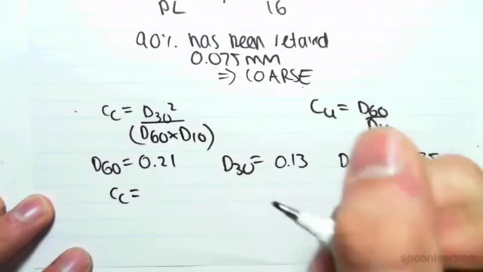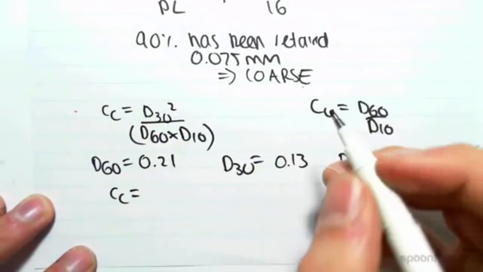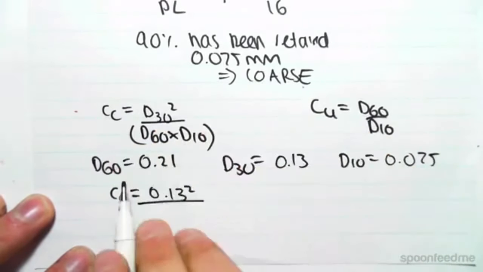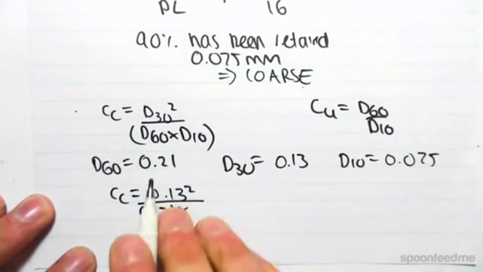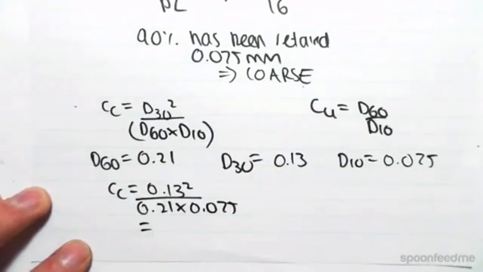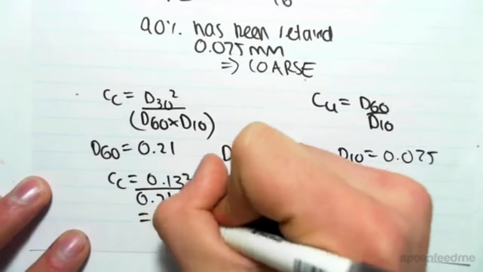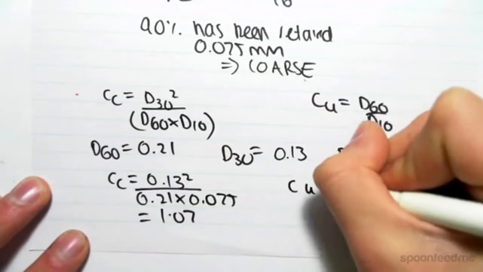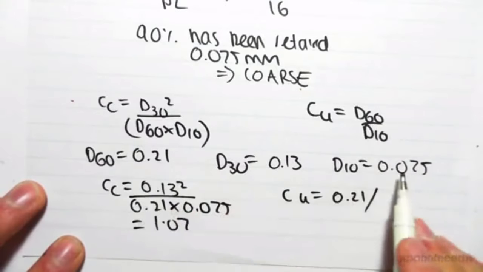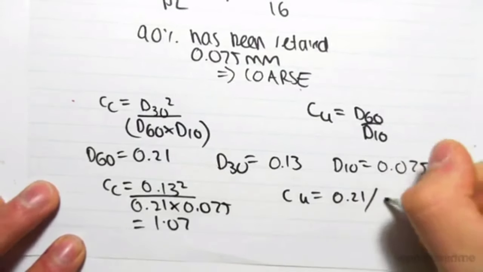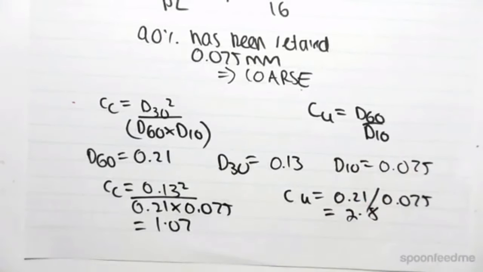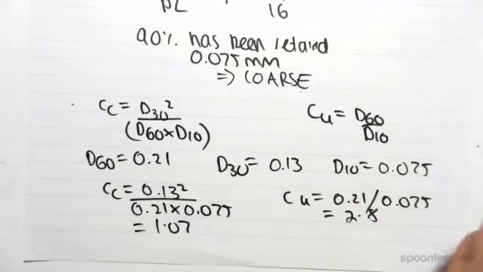If we were to do C subscript C, we would get D30 squared, which is 0.13 squared, divided by D60, which is 0.21, by D10, which is 0.075, and we'd get an answer of 1.07. C subscript U would equal 0.21, which was D60, divided by D10, which is 0.075, and we'd get an answer of 2.8. So now we have to look at these values in relation to our flowchart.